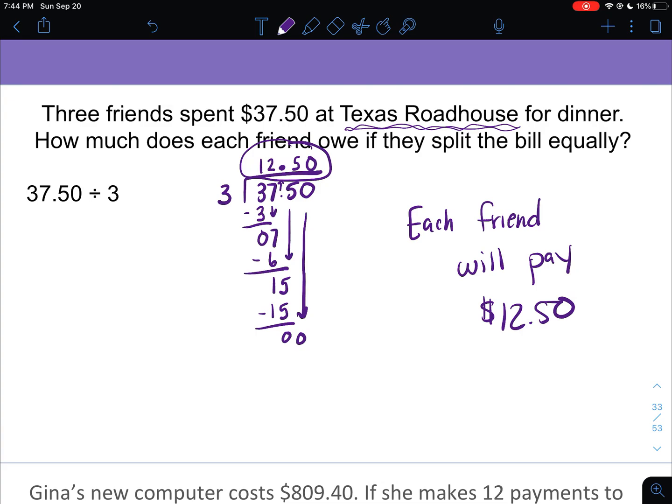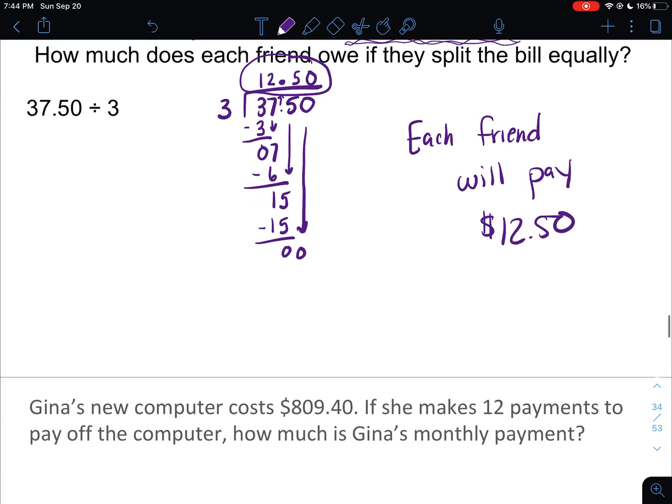$12.50. Okay, so the division is exactly the same when the decimal is in the dividend or inside. The only thing that's different is you just pop it up. So easiest thing to add to it, just popping up a decimal. Okay, so pause and copy that down if you do not do so yet. And then we're moving on to one more problem.